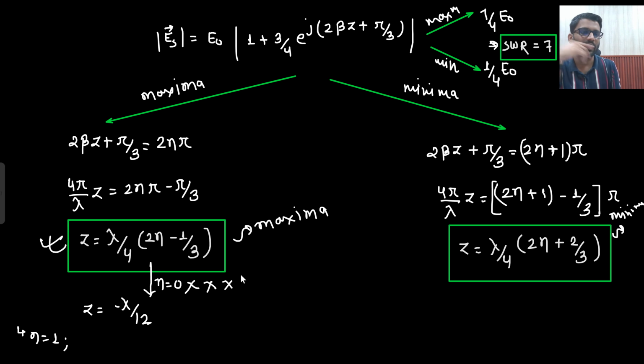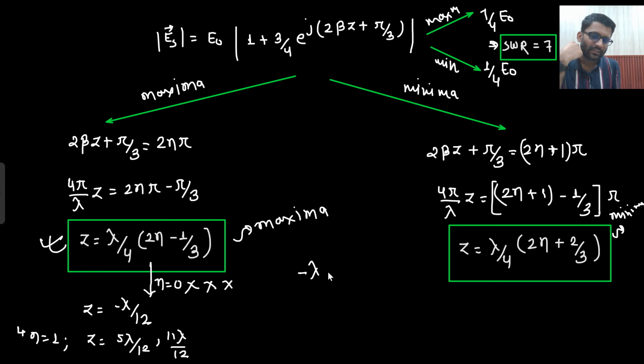Then if I put n equals to 0 there, what do I get to know? That z equals to minus lambda by 12. That is not even possible. Z has to be a positive value there. So if this is not possible, then n equals to 1 I will put. So n equals to 1, if I put, what do I get? 2 minus 1 by 3. That would be 5 by 3. So 5 lambda by 12 I am getting. Z equals to 5 lambda by 12. What will be next? 4 minus 1 by 3, that would be 11 by 3. So 11 lambda by 12 you are getting.